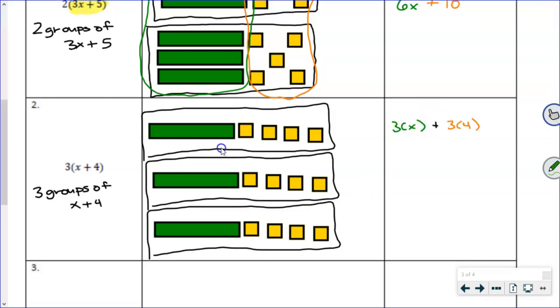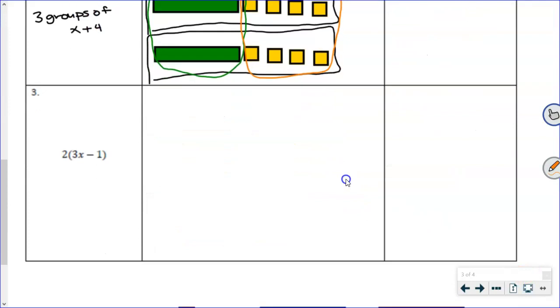Which means when I start looking across the groups to see the like things, I can see 3 groups of x means I have 3 x tiles. And 3 groups of 4 means I have 12 unit tiles for 3x plus 12.